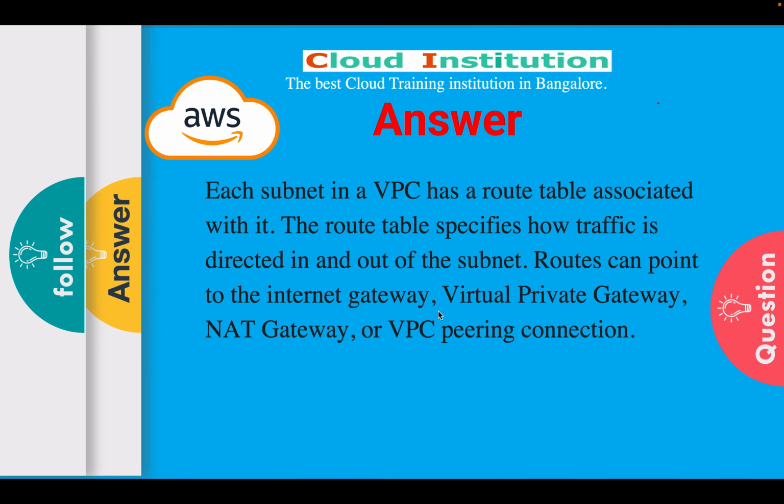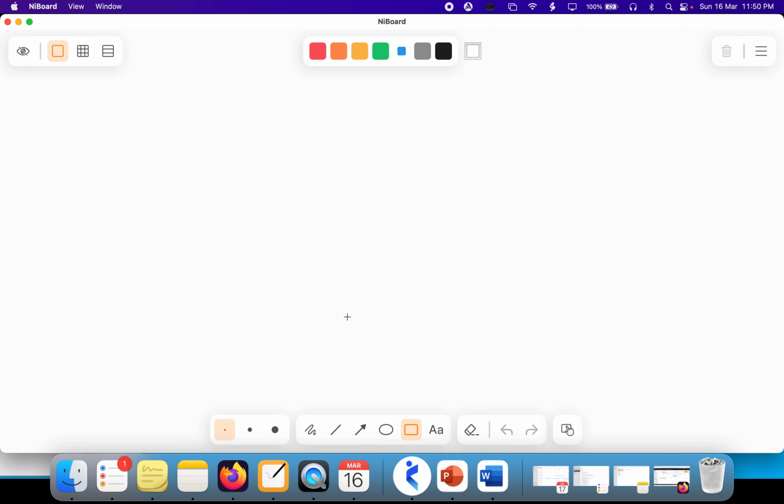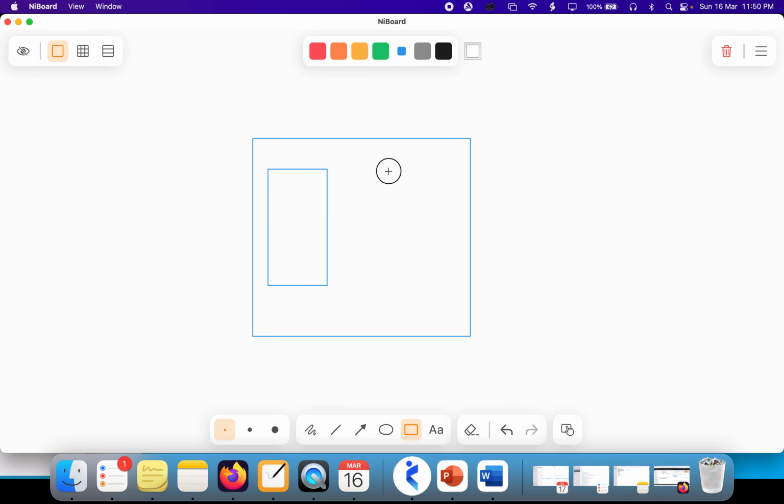So the answer for this question is that each subnet in a VPC has a route table associated with it. The route table specifies how the traffic is directed in and out of the subnet. Routes can point to the internet, virtual private gateway, NAT gateway, or VPC peering connections. If you want to see an example of how this is routed, for example within the VPC, let's say we have two subnets.